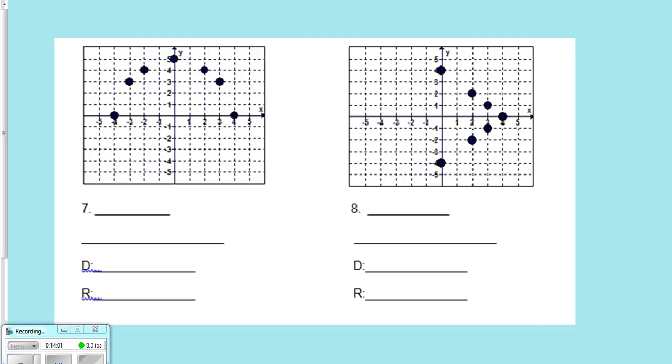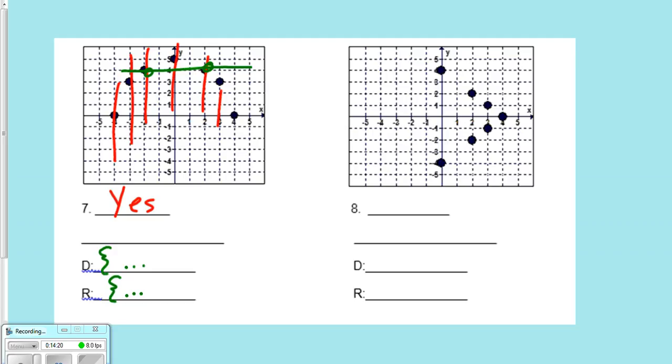So again, is this a function? Yes, it is, because there's no vertical line that has more than one point on it, okay? Notice, there is definitely some horizontal lines that have more than one point, like here and here, but that's allowed, okay? Domain here, remember you would list out the points, same with the range. I'm not going to do it for time's sake, but you could definitely do that.